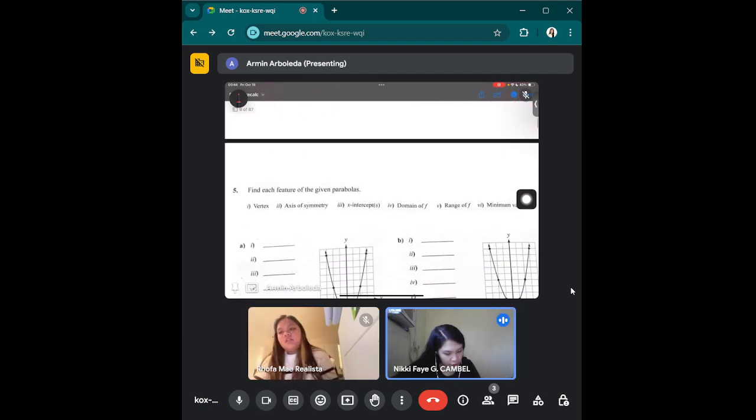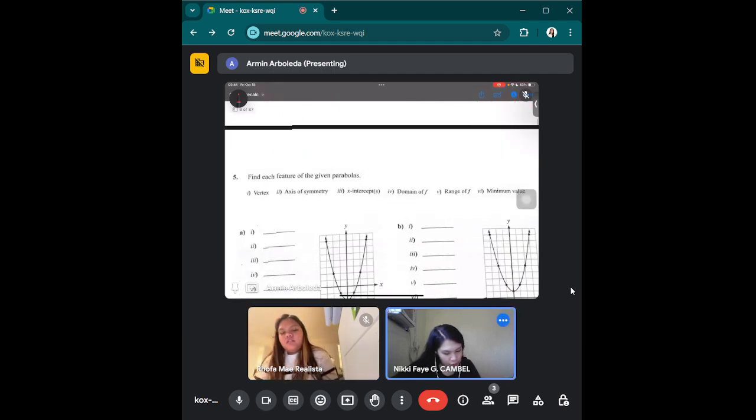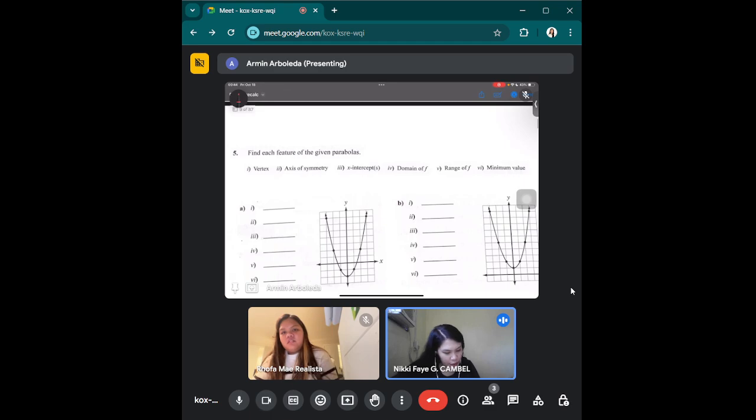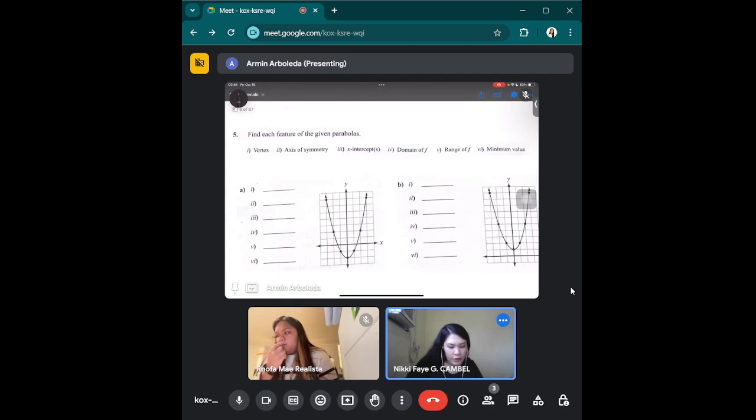Let's move on now to the find each feature of the given parabolas. Okay. So, for letter A, easy lang po kasi to kasi you already have the graph. You have to just locate the points, right? So, it's asking for the vertex. Okay? The vertex is where? Here, the lowest point. So, what's the vertex?